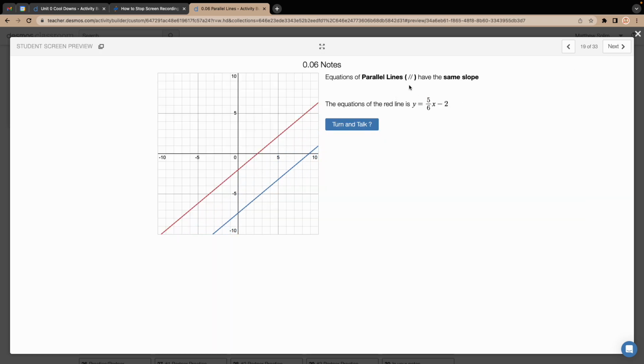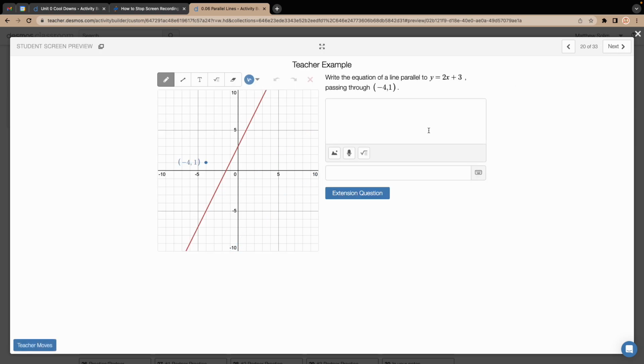So equations of parallel lines always have the same slope. The equation of the red line is 5/6x minus 2. In class, we just did a quick turn and talk. What is a possible equation of the blue line? It could be anything that is y equals 5/6x. You could have plus 5, minus 5, plus 0, plus 10, minus 10. Anything except minus 2. As long as the slope is 5/6, we would have a parallel line. So a lot of options there.